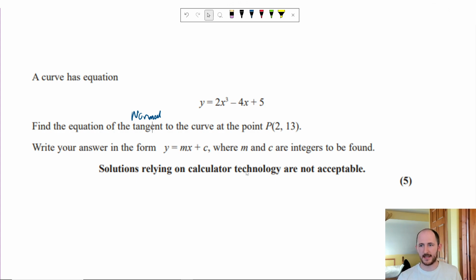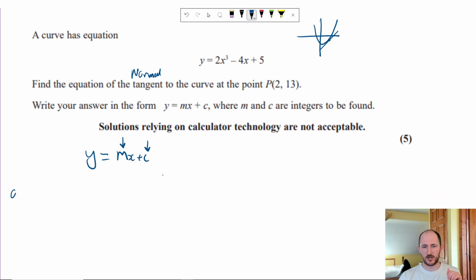So the key thing here is that when you have a curve and a tangent, the tangent at that point will have the exact same gradient as the curve. So remember, to get a tangent, you need y equals mx plus c. You need to have a coordinate to work out c, and you need to have a gradient. So we're going to differentiate this curve and sub in the x coordinate of 2 to find the gradient at that point, which is the gradient of the line, and then sub in the coordinate to find what c is. That's it for 5 marks.